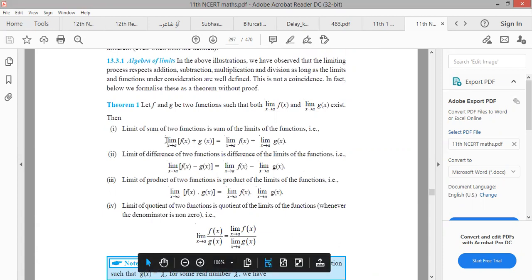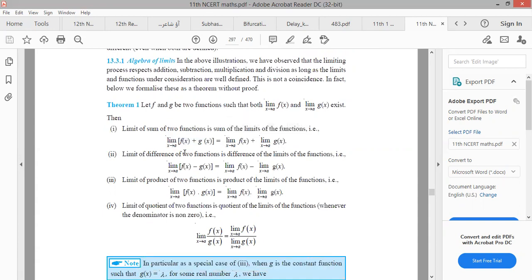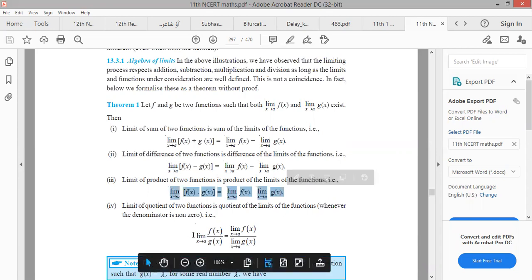For example, the limit of the sum of two functions is the sum of the limits of the two functions. The limit of the difference of two functions is the difference of their limits. The limit of the product of two functions is the product of their limits. The limit of a quotient is the quotient of the limits.